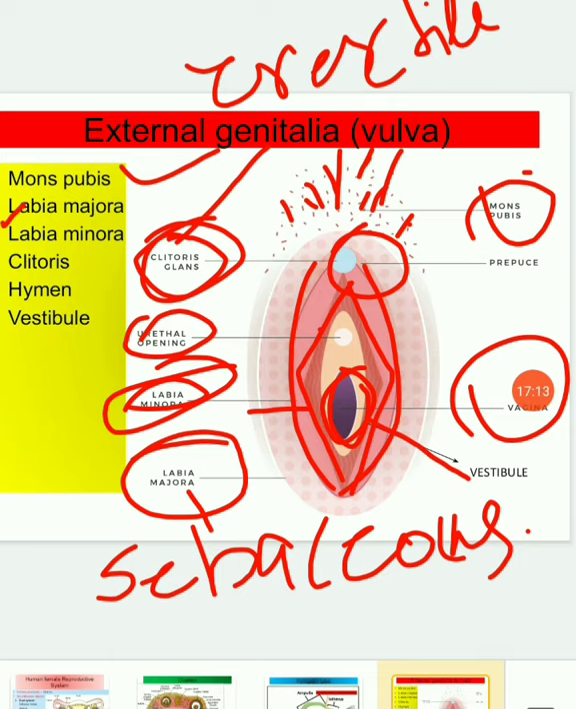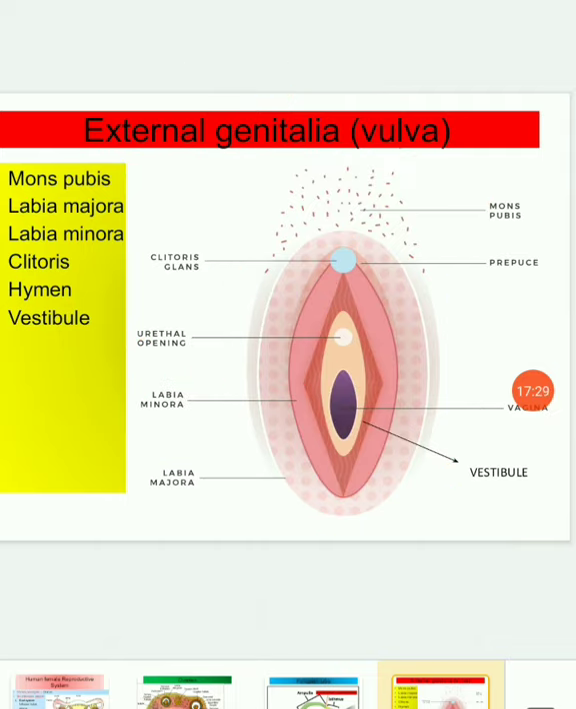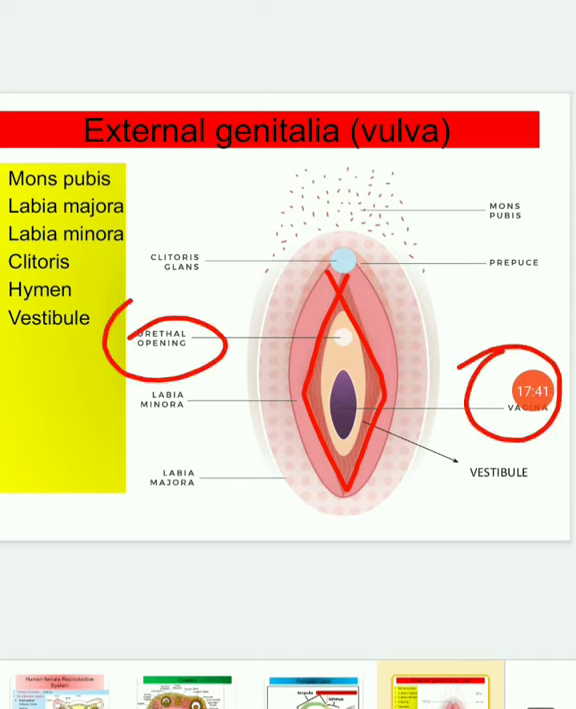Now the next structure is the hymen. It covers the vaginal opening, and it ruptures, as I told you, due to vigorous physical activities, during the first coitus, or due to cycling. Now the last structure is the vestibule. As I told you, it contains two openings, the urethral opening and the vaginal opening. So these are the different parts present in the vulva region.